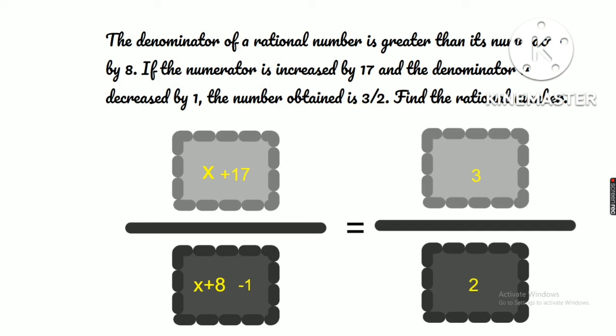This has become a linear equation in one variable, as we have already solved in previous sums. Now we would cross multiply the two terms. 2 would be multiplied with x plus 17 and 3 would be multiplied with x plus 8 minus 1. Now cross multiplying the two terms, we would be able to find out the value of x. Here it would become x plus 7, because minus 1 would be subtracted from 8, it would become x plus 7.